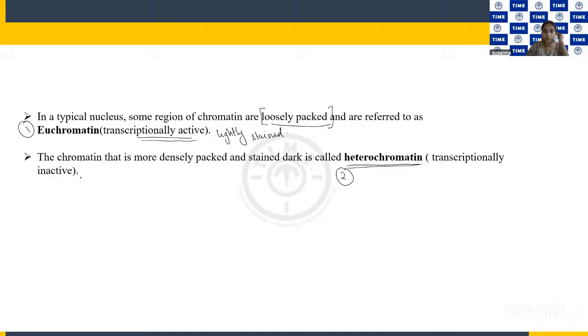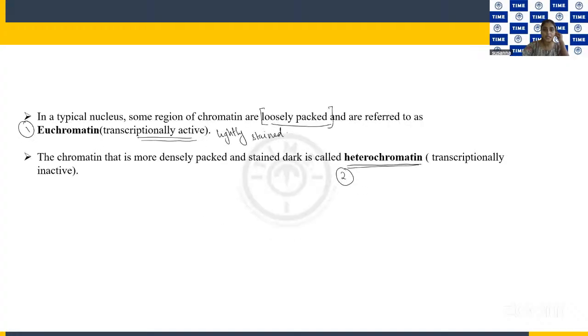Which one? Heterochromatin. If you ask me why they are transcriptionally inactive, it is because heterochromatin means they are condensed, right? So transcription factors or enzymes cannot enter and start the transcription. But in the case of euchromatin, the DNA is in a decondensed form, loosely packed, so transcription factors and polymerase can easily enter, bind to the initiation sites and start transcription. You will understand this more clearly when we discuss transcription.